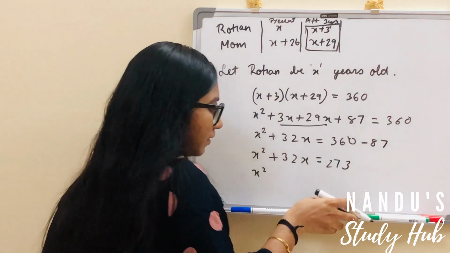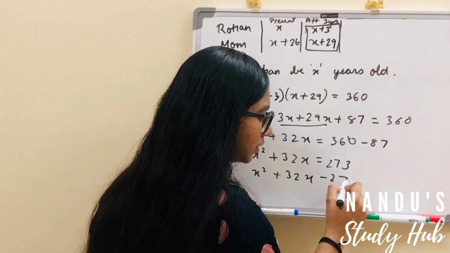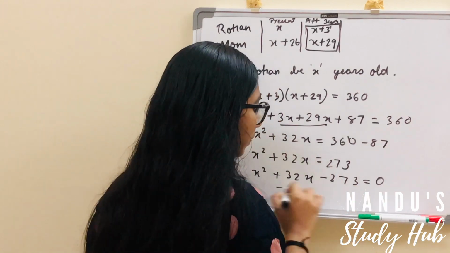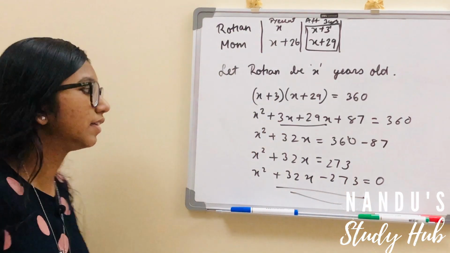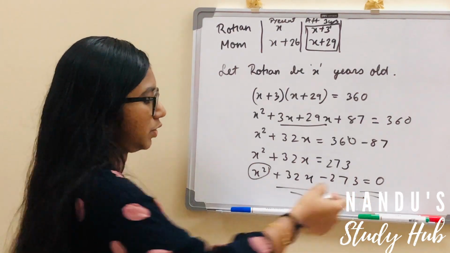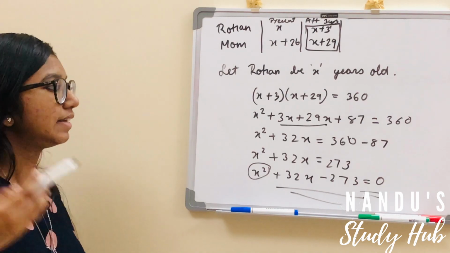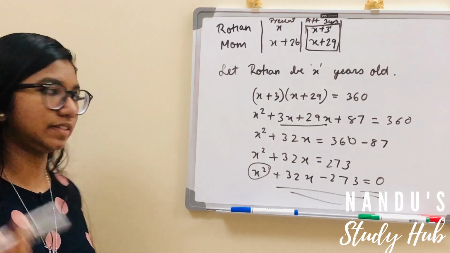Now x square plus 32x minus 273 equals 0. So this is your final answer. It means you have an x square in your term and it's also an equation. So your answer will be x square plus 32x minus 273 equals 0.